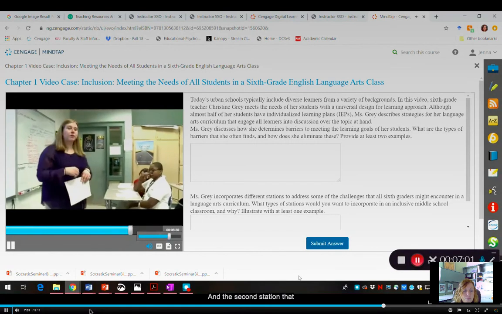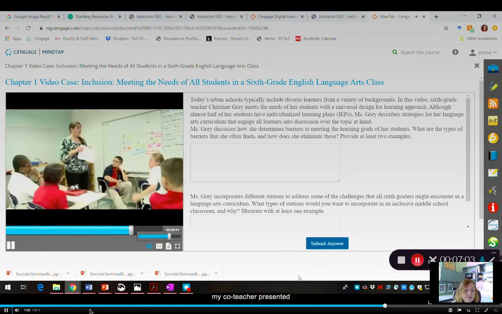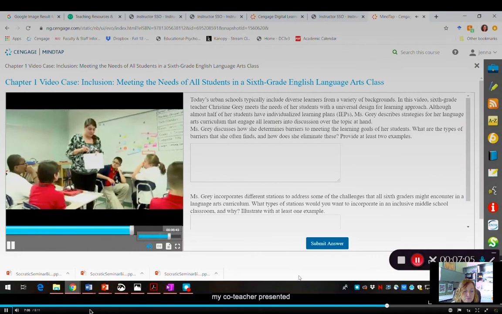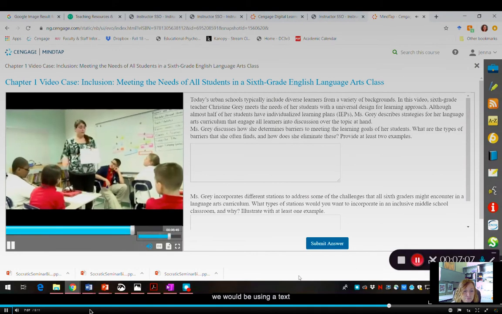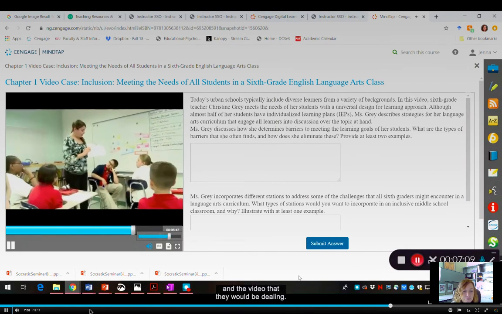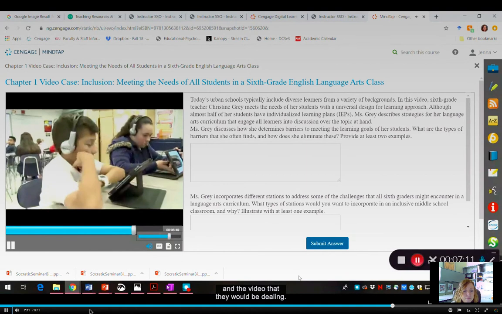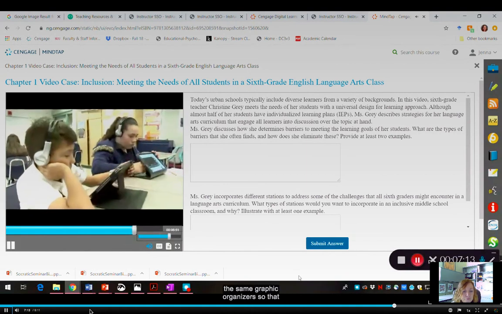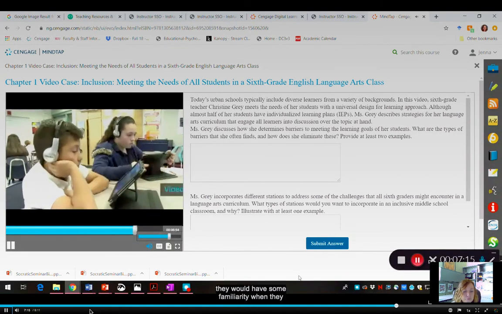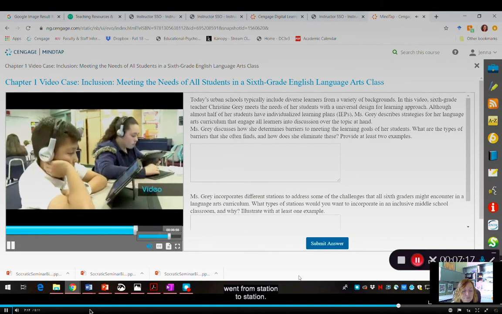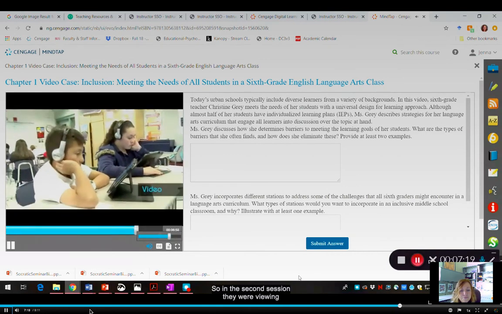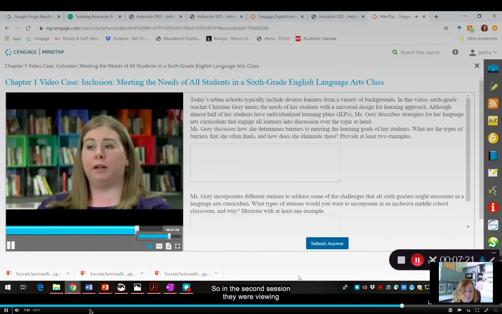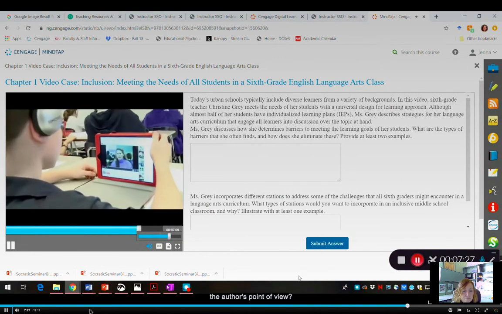In the second station that my students went to today, my co-teacher presented the same graphic organizer that we would be using with both the text and the video that they would be viewing. We purposely gave the same graphic organizer so that they would have some familiarity when they went from station to station. In the second station, they were viewing a very short clip, also about latchkey kids, where they were trying to determine the author's point of view.